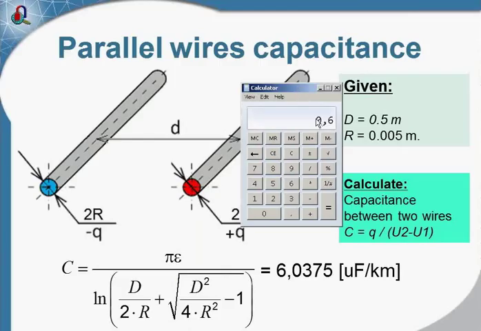In QuickField, we got the charge of 1.2, then we divide it by the potential difference, 2 volts, and the capacitance is 6 microfarads per kilometer. And the analytical solution gives us 6.03.